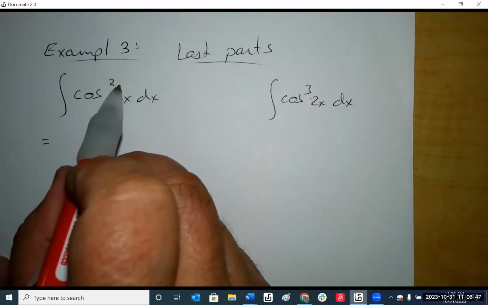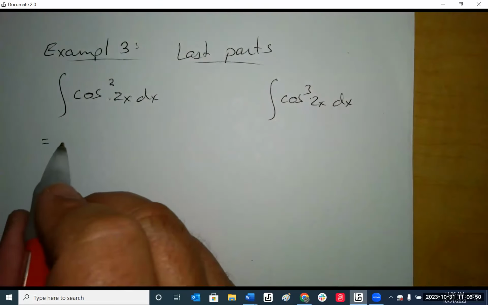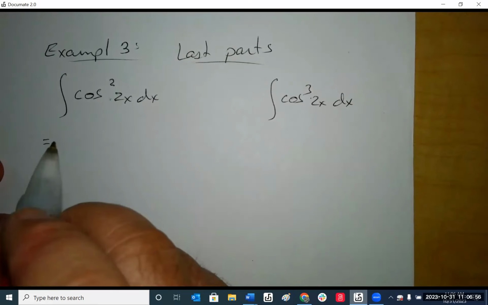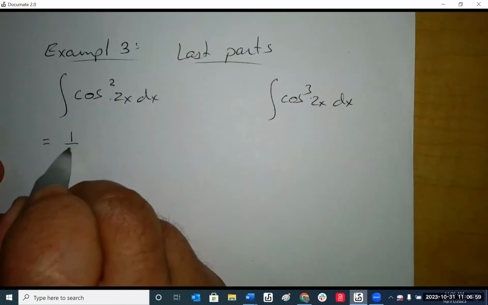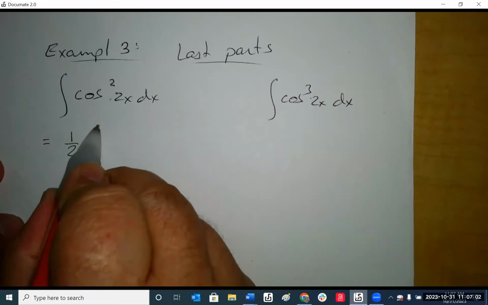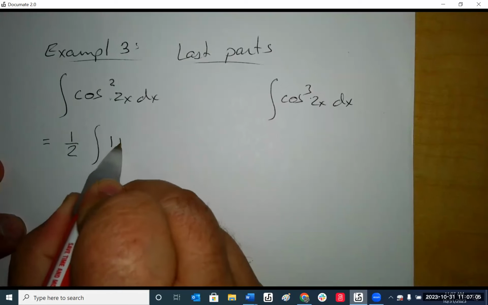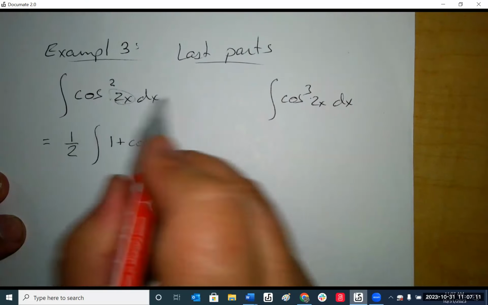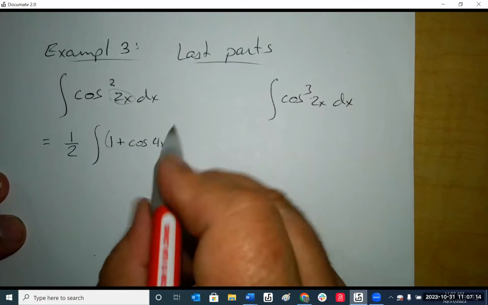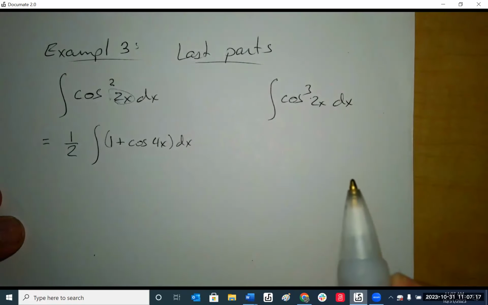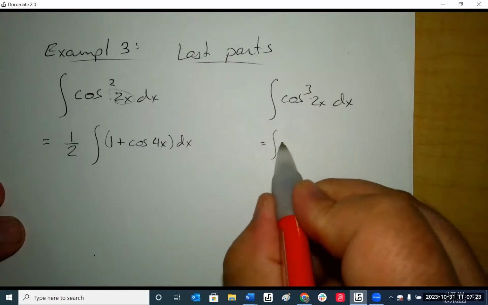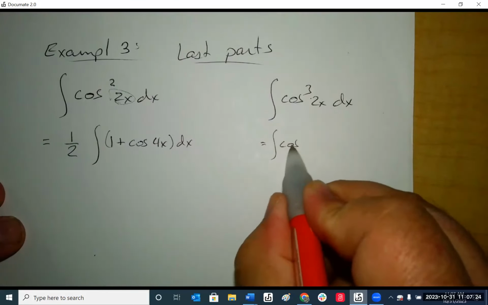Cosine squared, we had cosine squared x is 1 plus cosine 2x over 2. So cosine 2x, and that's 2x, so it's 4x. And this one we break down to cosine squared 2x times cosine 2x.